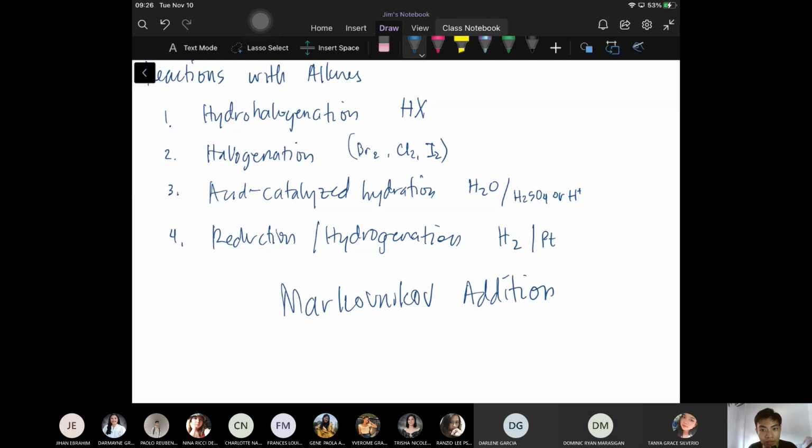Okay? So, ano ulit yung mangyayari sa Markovnikov addition? Yung hydrogen natin, sasama siya sa carbon, sa double bond na maraming hydrogen. Okay? So, doon siya kakabit sa carbon na maraming hydrogen. Yung inyong kasama ng hydrogen, which is halogen or OH, hydroxide, doon siya kakabit sa side na isa, yung wala masyadong hydrogen. So, yun yung Markovnikov addition.